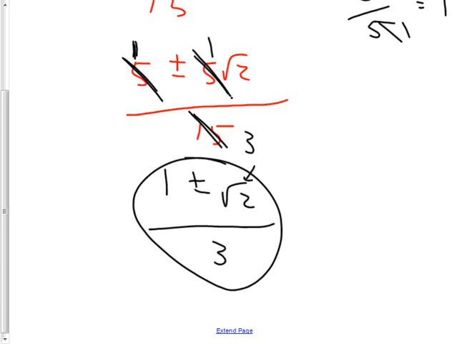So the simplified radical form is this. And if you had to do decimal form, you just grab the calculator, figure out what the square root of 2 is. It's like 1.4. Then you go 1 plus that over 3. And then you do 1 minus that over 3. You get 2 answers.